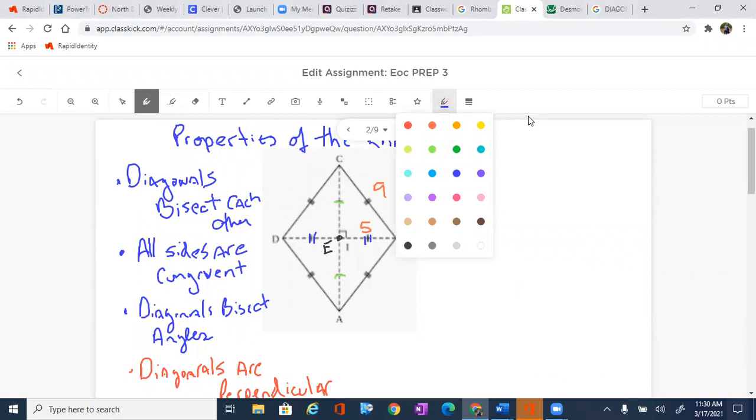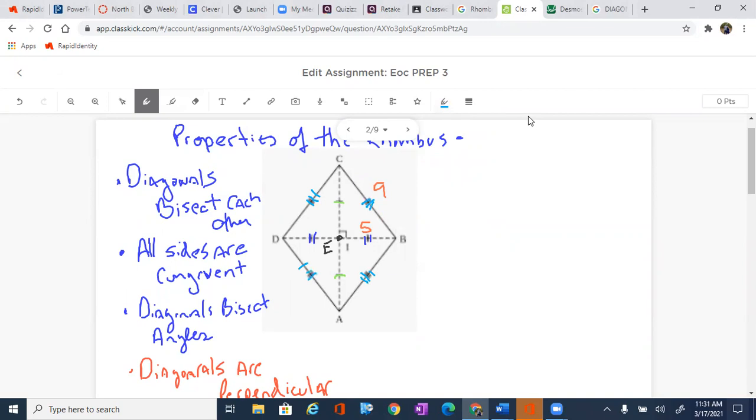That's what makes them special among parallelograms, is that all of the sides are actually the same. So all of these, all the way around, give it that diamond formation. A lot of people like to call it a diamond, but it is a rhombus. They are all congruent to each other.